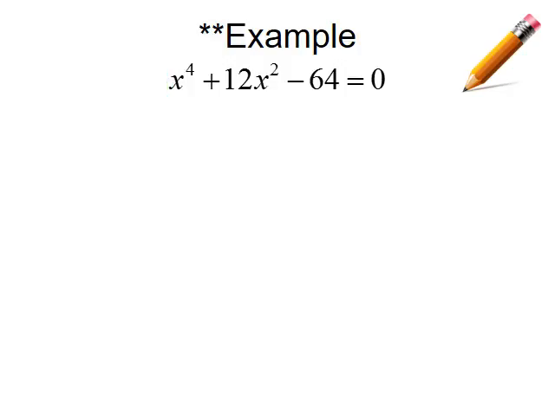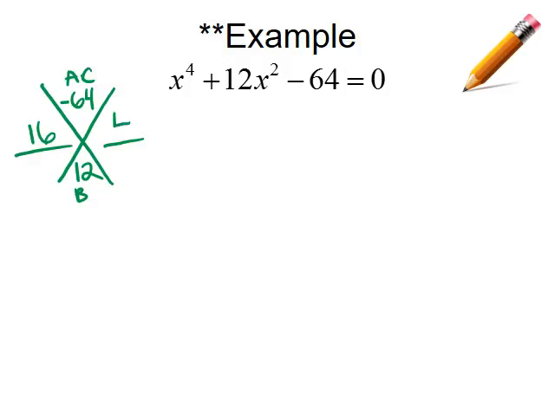So let's start with our AC template. A times C, B goes on the bottom. A times C is negative 64. B value is 12. I need 2 terms that multiply to get negative 64, but add to get 12. 16 and 4 are 2 terms, but I have to watch my signs. So in this case, the 4 is going to be negative.